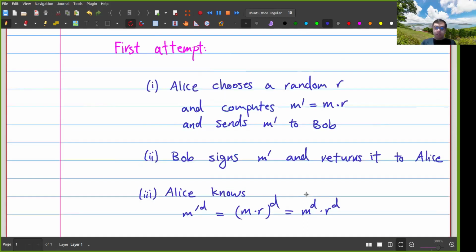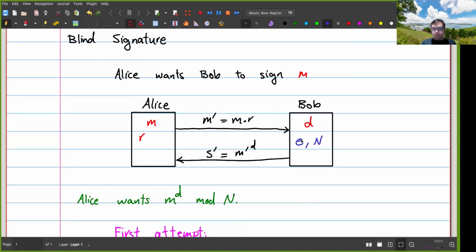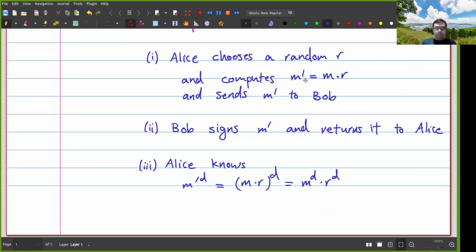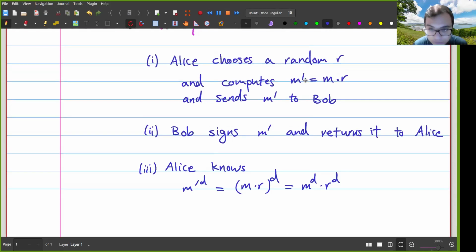But the problem here is that if I send R to Bob, Bob knows M prime, and Bob also knows R. So Bob can just divide M prime by R, and he can find M. And again, remember, M was a secret. I didn't want Bob to know the message. I just wanted Bob to sign on the message without knowing it. So this first attempt has already failed here.